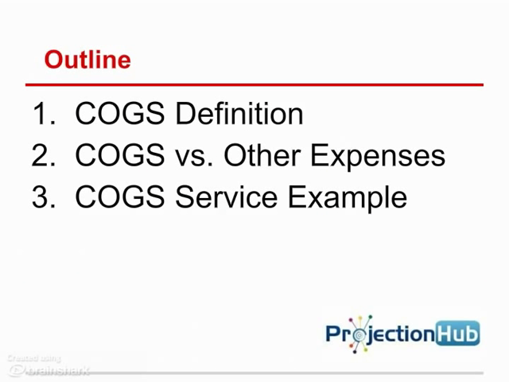I want to quickly outline what I'm going to be discussing in this short video. I'm going to start by defining cost of goods sold. Then I'm going to outline what type of expenses should be considered as cost of goods sold and what type of expenses should not be. Then finally, I will provide an example of COGS for both a product and a service business.